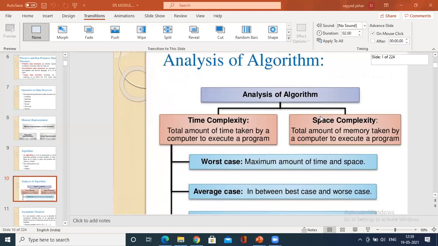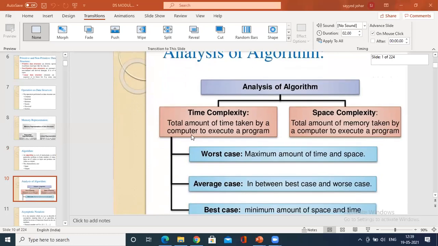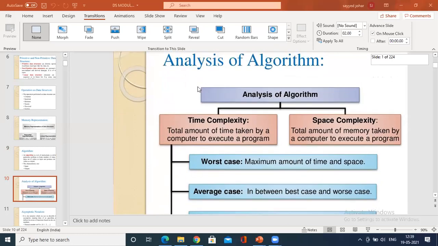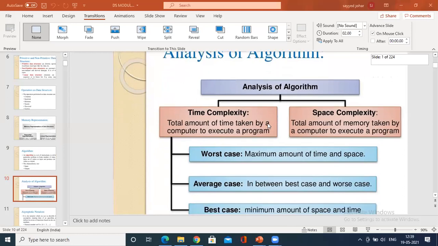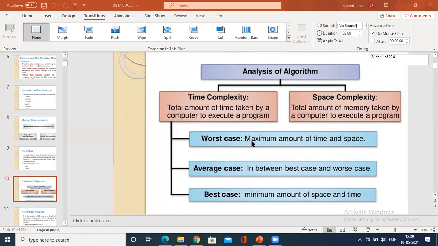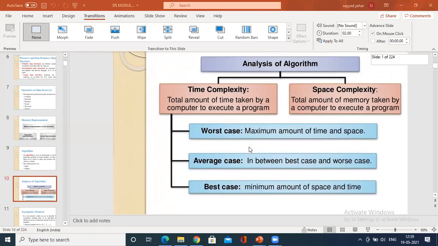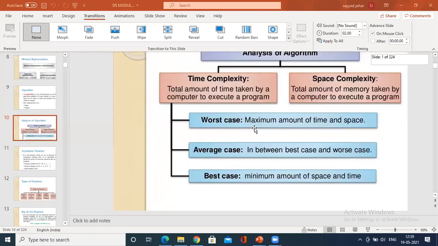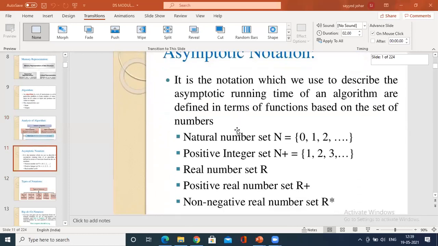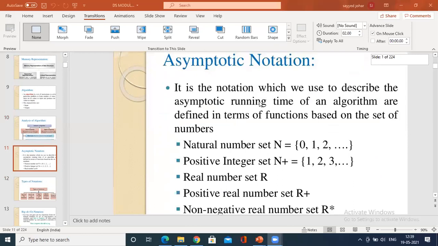Analysis of algorithm. Today we are going to study these things. How do you analyze a particular algorithm? That is, the efficiency of an algorithm, how it is being measured. There are three cases: worst case, average case, and the best case. In order to measure the worst case, best case, and the other cases, we use asymptotic notations.